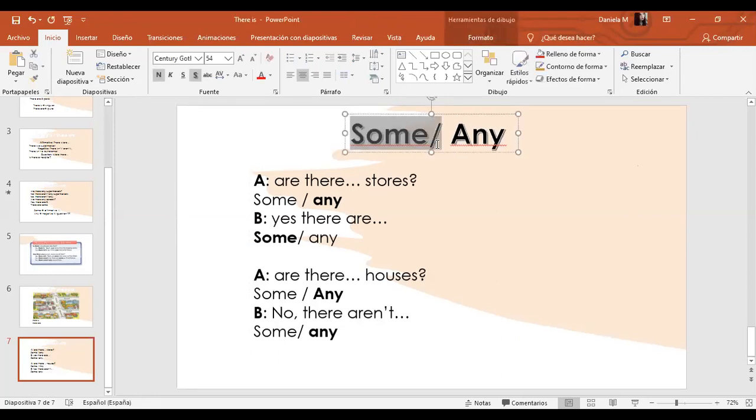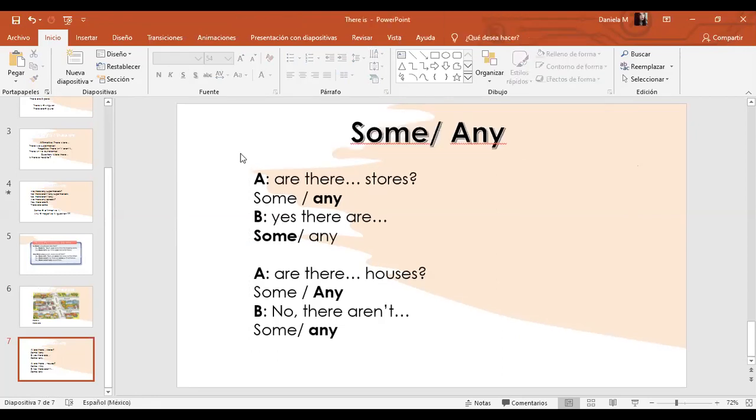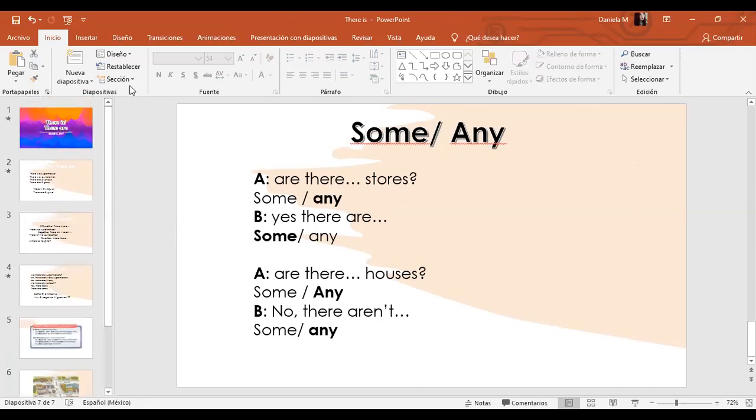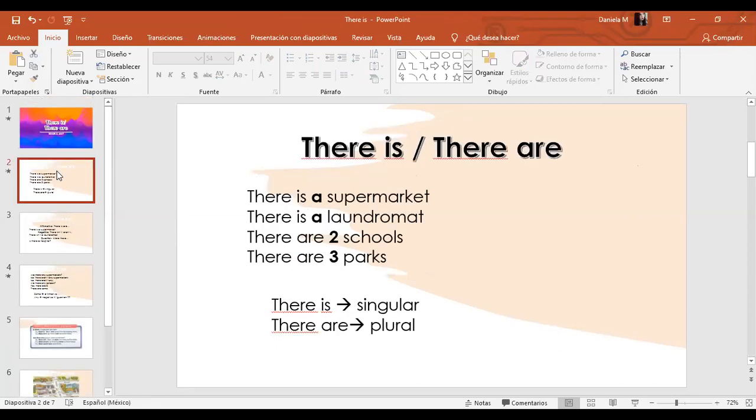We have some exceptions in which we use some for questions. For example, when we are offering, like, would you like some water? But in this context, we're gonna use some just for affirmative statements.